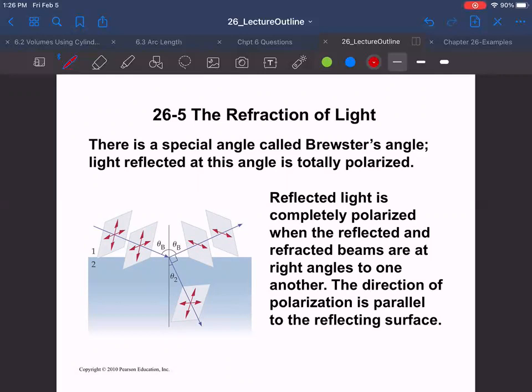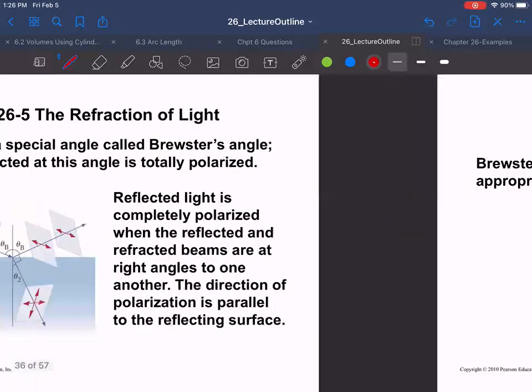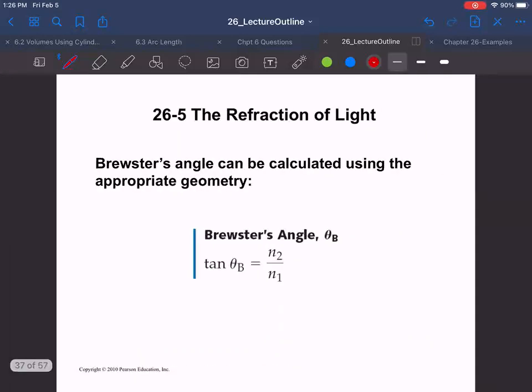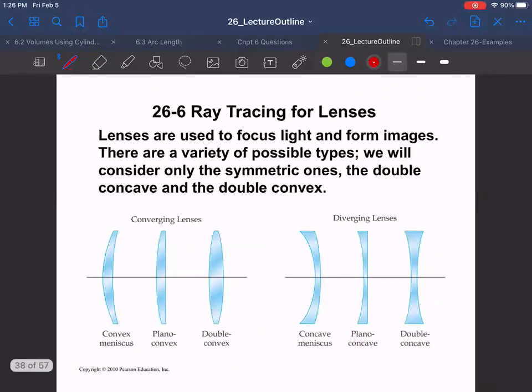Also you have those glasses for fishing. You put them on and suddenly you can see through the water because you're not seeing all that polarized light that's reflecting off of it. All right. And then there's Brewster's angle. Don't need that.